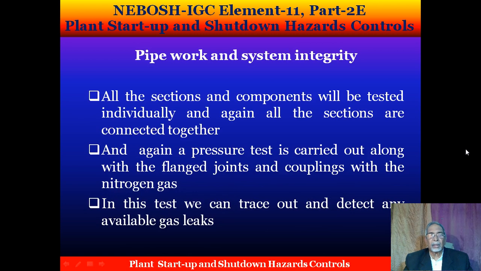All the sections and components will be tested individually, and then all the sections are connected together. Again a pressure test is carried out, along with the flanged joints and couplings, with nitrogen gas. In this test, we can detect any available gas leaks.